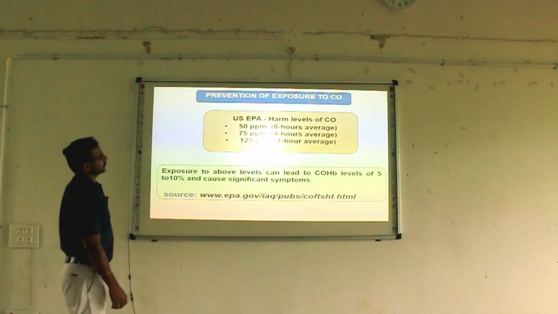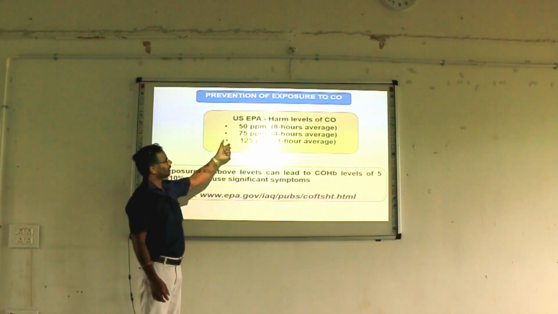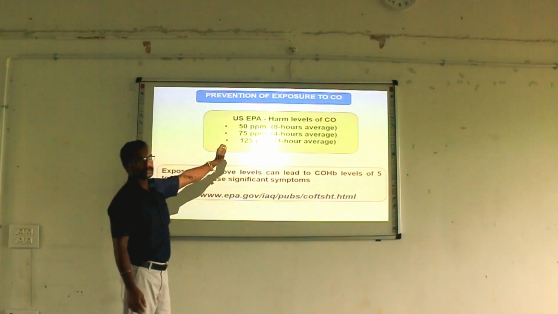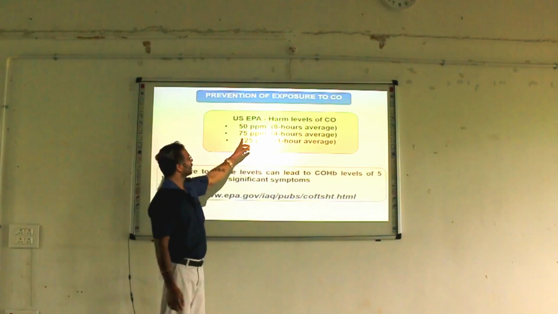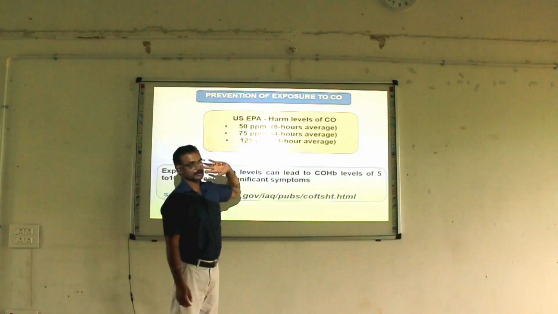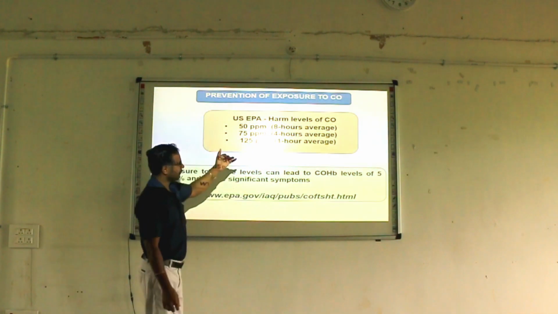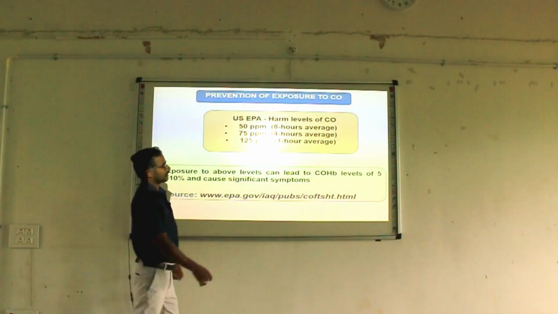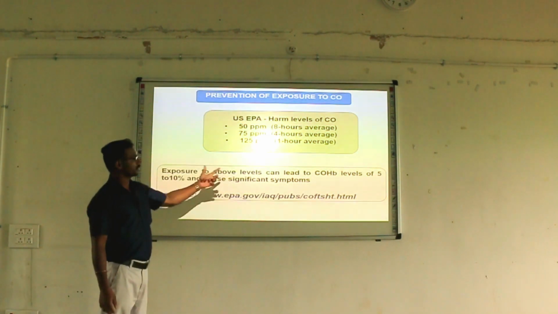Then in the US, the Environmental Protection Agency studied this. They gave some data: 50 ppm of carbon monoxide exposure up to 8 hours as an average, then 75 ppm for 4 hours is tolerated, then 150 ppm for 1 hour. If the level increases, exposure above these levels can lead to a carboxyhemoglobin level of 5 to 10% and cause significant symptoms.